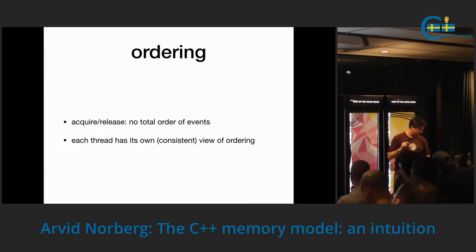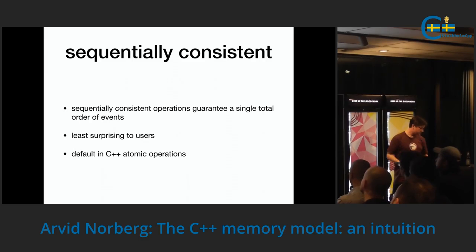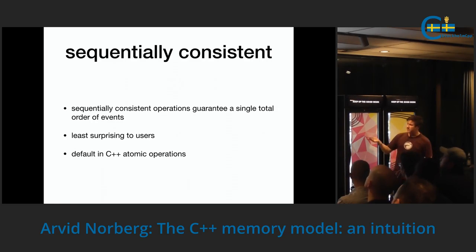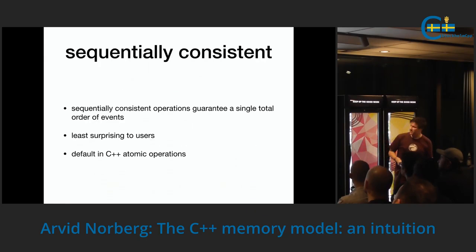So to make this a little bit easier for programmers to reason about, there's the sequentially consistent memory order. Sequentially consistent adds this requirement that every thread experiences the same total order of all atomic operations that are sequentially consistent. This is actually the default in C++ atomic operations. So my little pseudocode over here was incorrect, right? Because that's atomic, so the default would have been sequentially consistent, but that wasn't the point I was trying to make. It is believed that this is the least surprising for users, that's why it's the default.